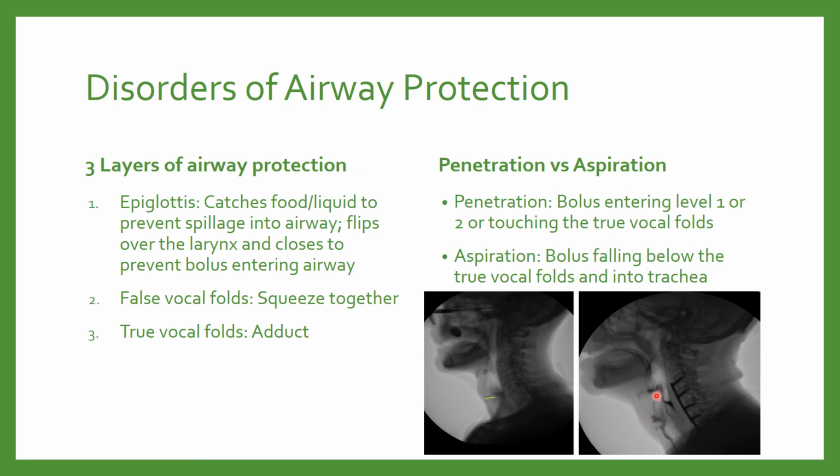So this is again the airway. This is our first layer of protection with the epiglottis. This is our second layer of protection with the false vocal folds. And then right here where you see everything is highlighted is aspirated barium in the trachea. So this is aspiration. And I'll highlight that there for you.